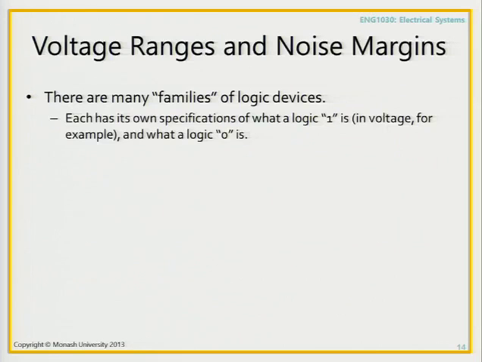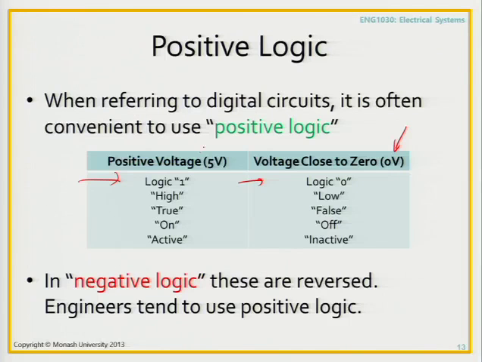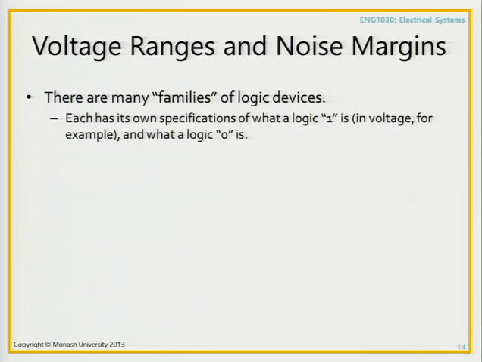Okay, so now we've said we represent 2 values as voltages, as 5 volts or 0 volts, but now you're telling me that there's this thing called noise, and noise gets into everything. So what we have to introduce is the concept of noise margins. Okay?